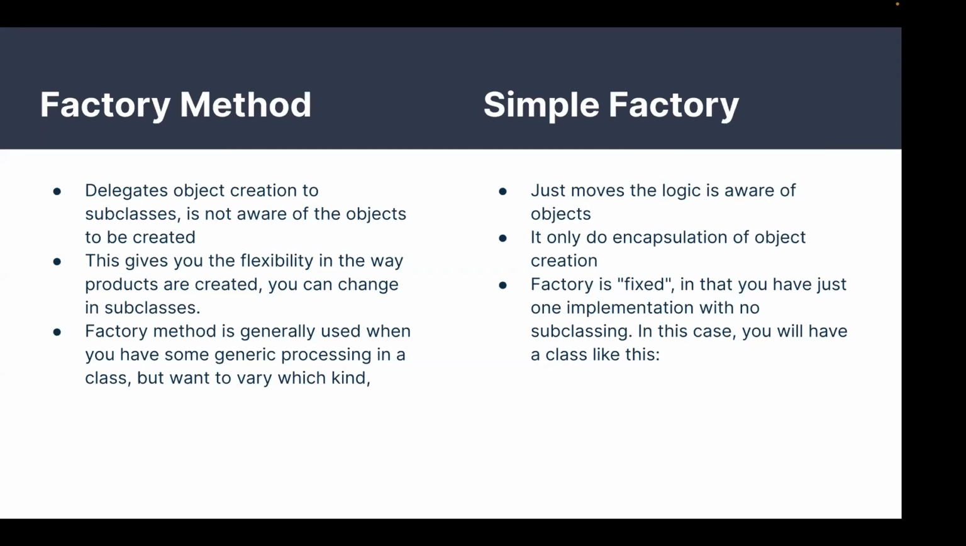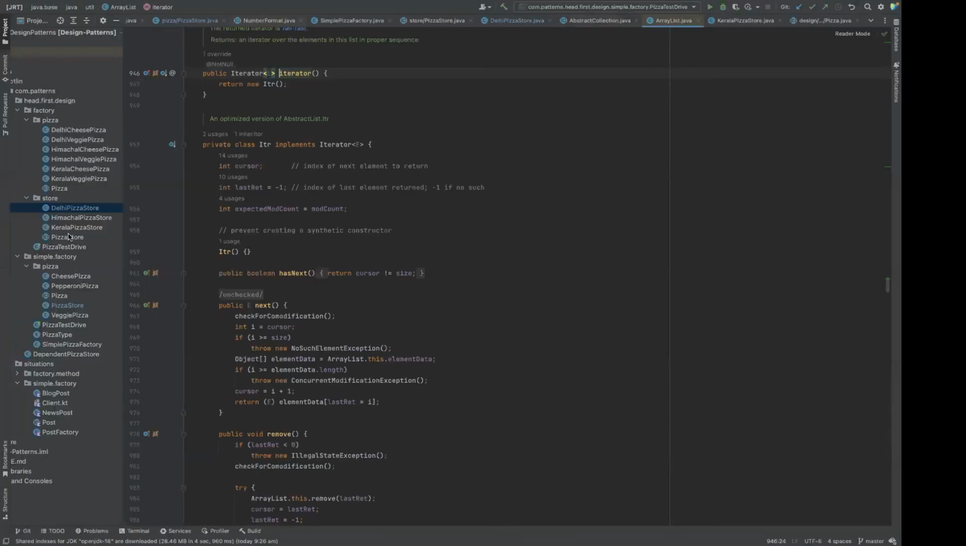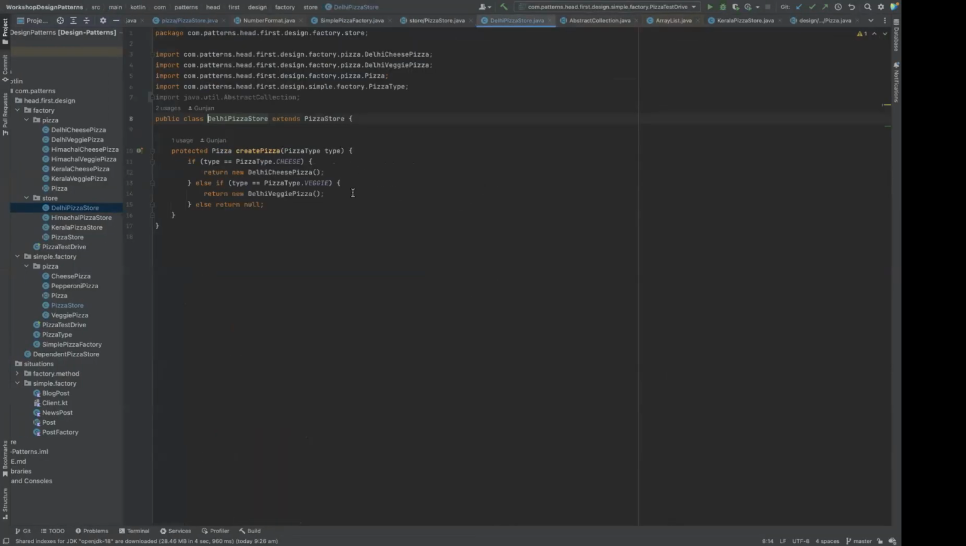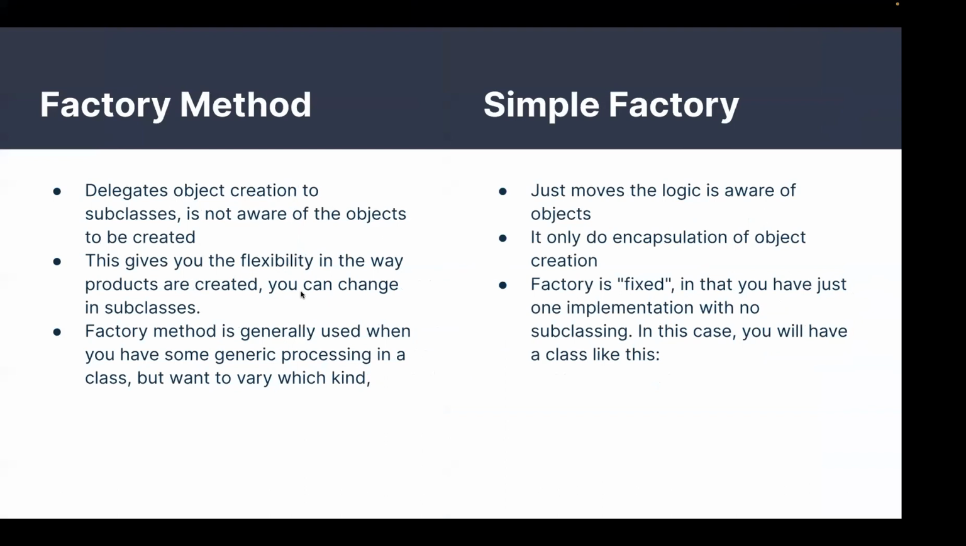So factory method basically delegates object creation to subclasses and is not aware of what type of object is being created. Whereas simple factory just moves the logic and is aware of the objects being created. Factory method gives you the flexibility in the way the products are created. You can change it in subclasses. So when we were creating the pizzas in our subclasses, we can surely change the way it is being implemented. Whereas the simple factory only does the encapsulation of object creation.